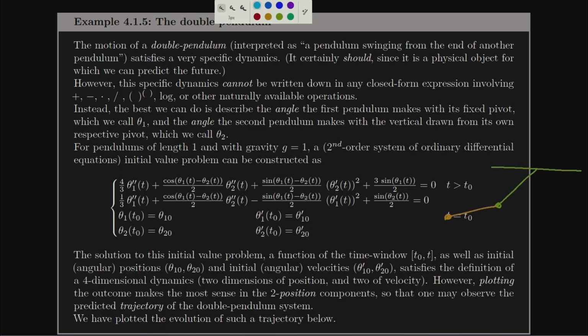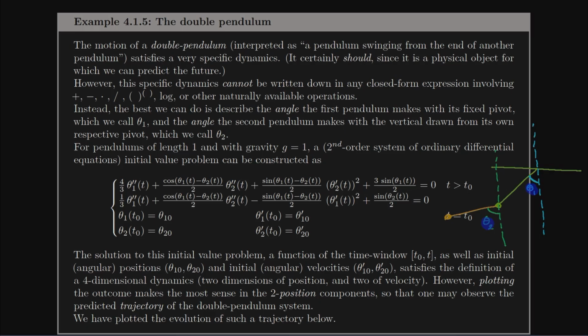When I talk about theta 1, I'm going to draw a vertical through the pivot of the first pendulum. That's going to be theta 1. And if I talk about theta 2, I'm going to draw a vertical through the pivot of the second pendulum, which happens to be the end of the first pendulum, and that angle is going to be theta 2. So this dynamics is most concretely described by describing the acceleration of both of these angles, which I know is a strange thing to talk about, but that's really what makes writing down the dynamics the easiest. And it still looks a little bit ugly.